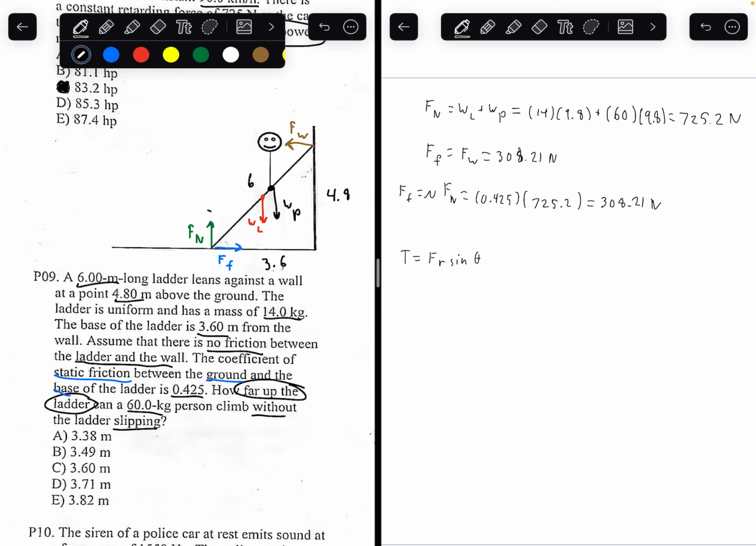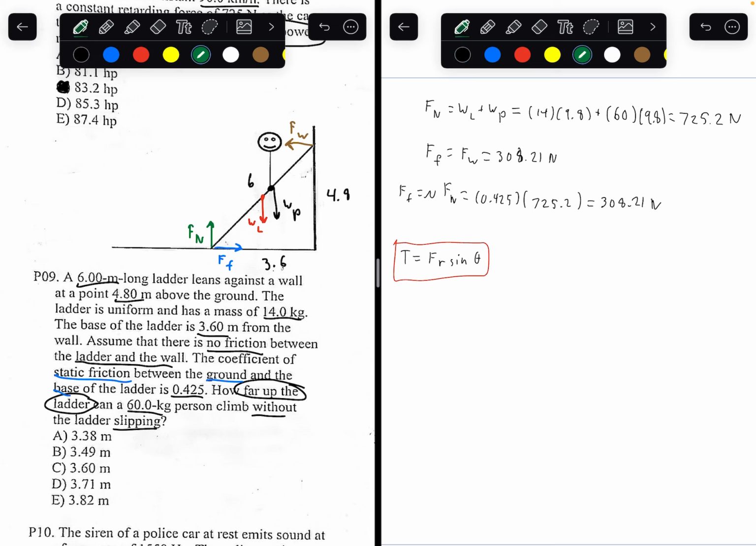Where the force is, force here. The radius is the distance between the pivot point and the force. And the angle is the angle between the radius and the force. So let's simplify that a little bit. Before that, an important formula to know. What is the pivot point?